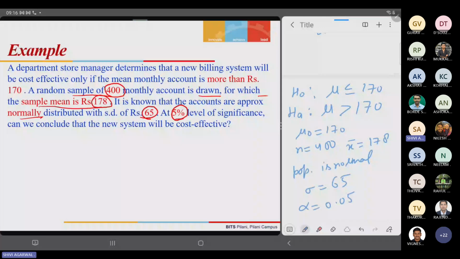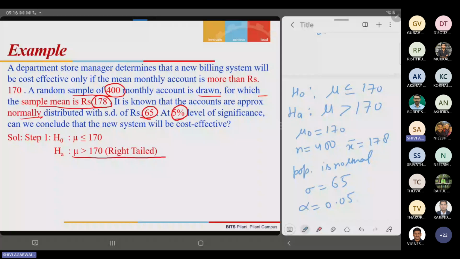Yes, correct. Okay, so what we will do? What is given, we just write it, and what is asked. Can we conclude that the new system will be cost effective, by using the hypothesis testing? So we are finding the hypothesis first. It is a right tail.